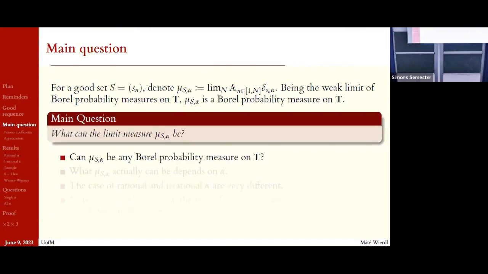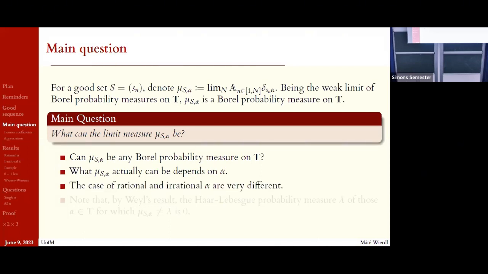Main question: what can this limit measure mu S alpha be? That's the simple question. First question: can mu S alpha be any Borel probability measure on T? Well, not surprisingly, what mu S alpha actually can be depends on alpha. The first big division is the case of rational and irrational alphas, and they are very different. Again, that's not surprising. And that is an old result of Weyl, in his uniform distribution paper.